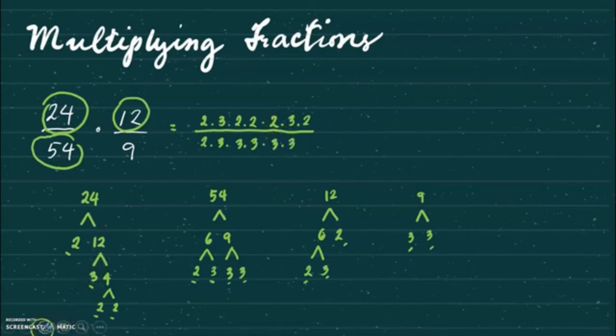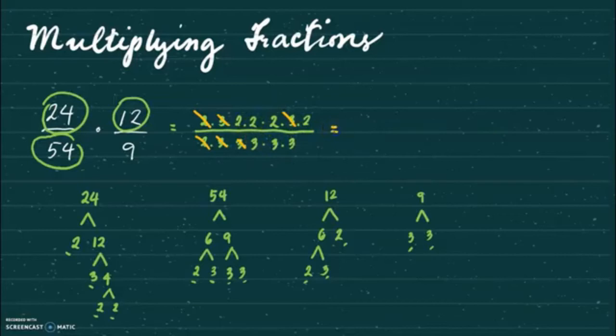So now that we have already identified the prime factors of the numerators and denominators of the fractions, we can divide out common factors. We have one pair of 2 here, so let's divide them out, and then one pair of 3. We have here another pair of 3. Inspecting your prime factors, there are no common factors anymore.